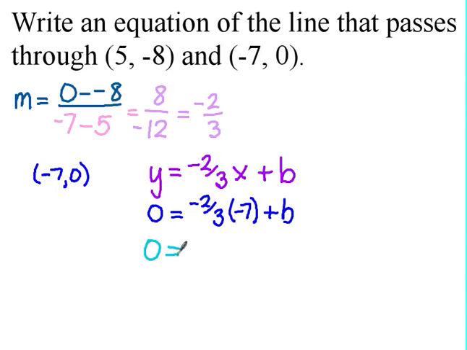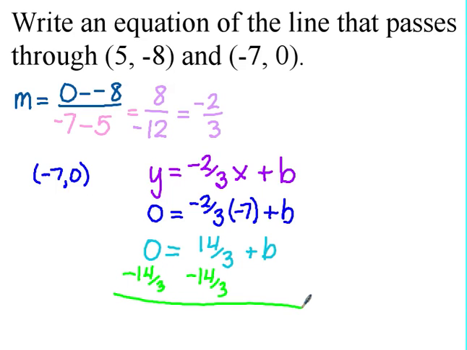Now, here the question is, how do you multiply those two? Remember, I'm going to take the negative 2 times negative 7, and what do you get? 14. Now, hopefully you're seeing why the 0 has been beneficial. Because now to solve that, I'm going to subtract 14/3, correct? So what is 0 minus 14/3? Negative 14/3.